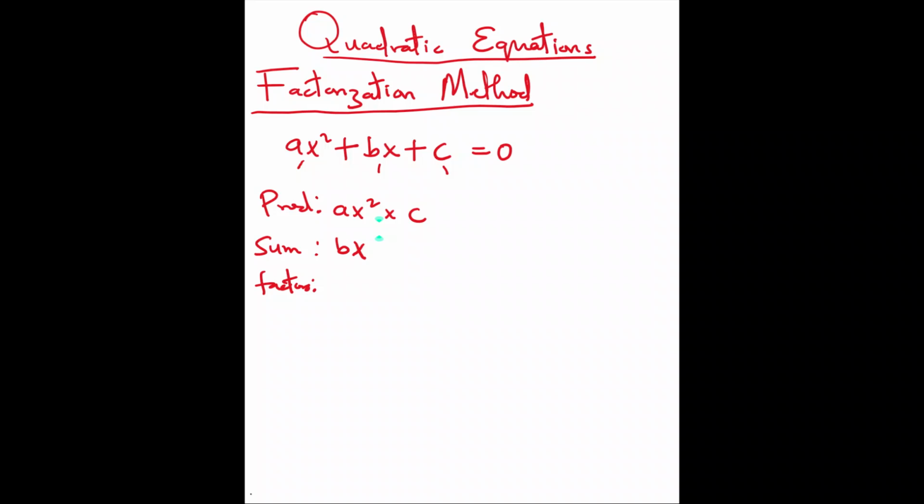So the factors we are going to be finding, whenever we multiply them together, give us the product. Let's say we get acx squared. And whenever we sum them up, they must give the middle term, bx. The factors will then be inserted into the middle term, and that simplifies the equation. So I'm going to do one example now.